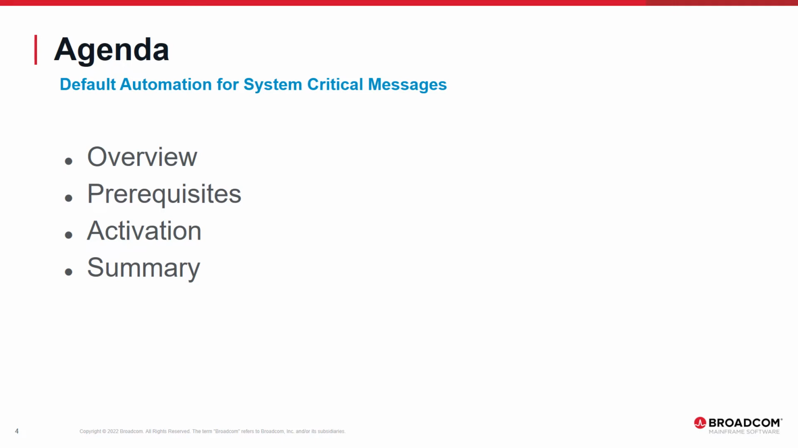Today's agenda will start with an overview of the new functionality provided by the default automation of system critical message feature, followed by a detailed list of the prerequisites required for its use. We will review the required user configuration, then describe the operation of the feature, including all its benefits. Finally, we will provide a summary of everything discussed during the presentation.